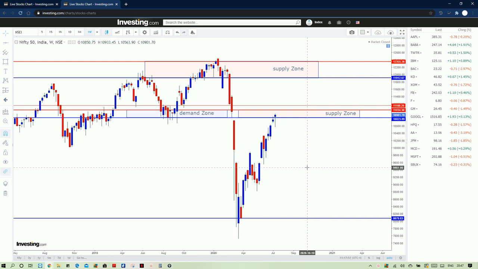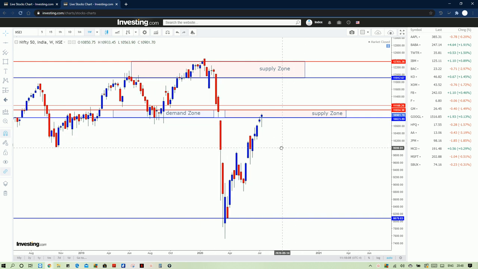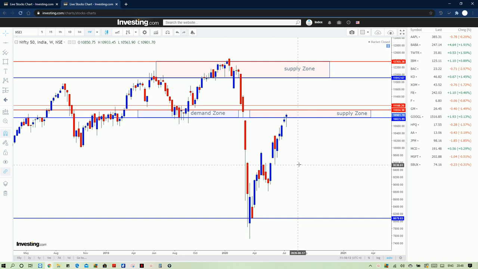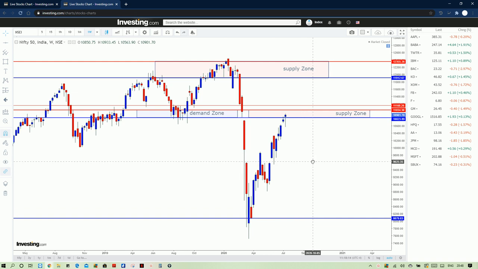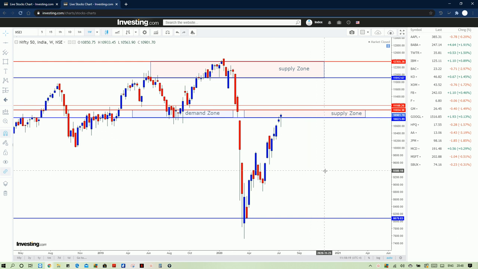So now you might be able to easily identify the support zones and the resistance zones, where the supply happens and where the demand happens, so everything. So I hope this video has clarified your doubts in identification of the support and resistance zones. So this video will definitely help you in learning.